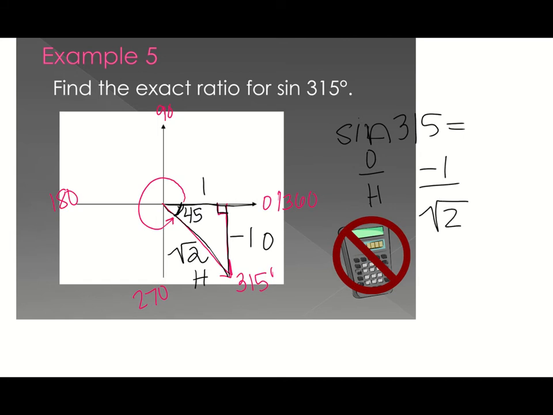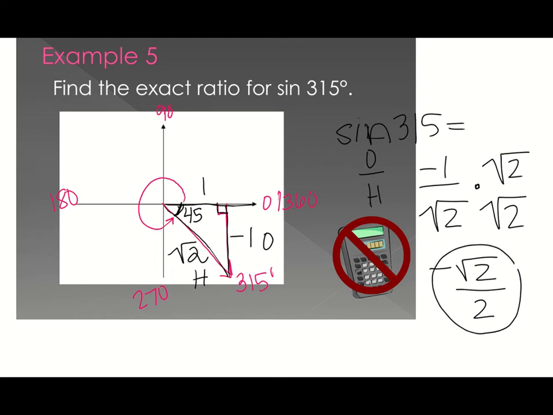Well, we know we can't have a square root in the denominator, so we got to rationalize by multiplying by square root of 2 in the numerator and denominator. So -1 times square root of 2 is negative square root of 2, and square root of 2 times square root of 2 is 2. So sine of 315 is negative square root of 2 over 2.